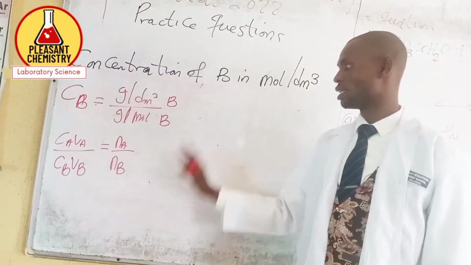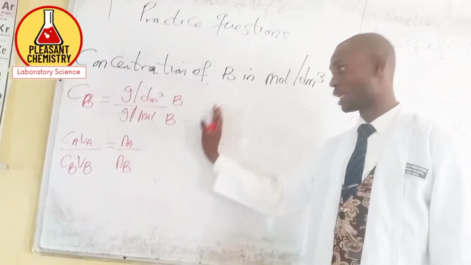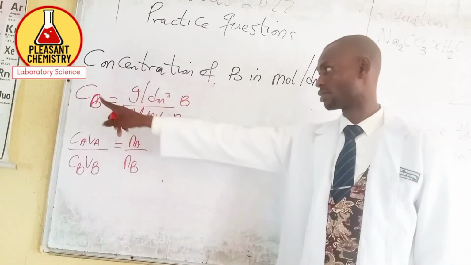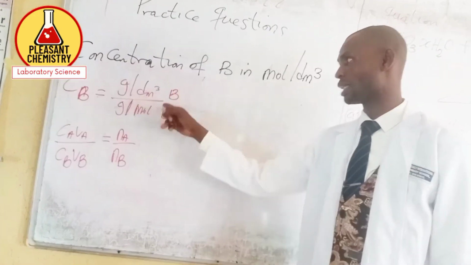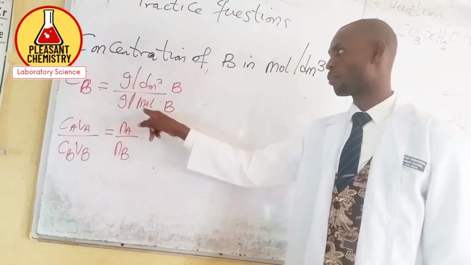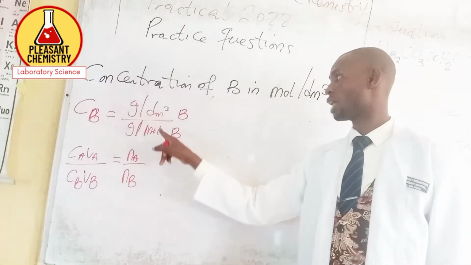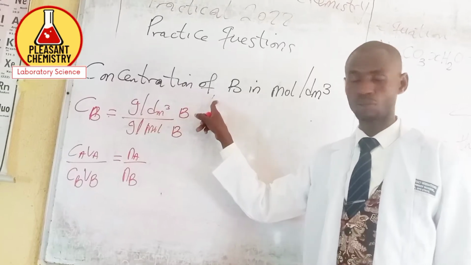Now let's see. We have two options. We have two formulas that we can use. Either we use the first one, which is CB is equal to gram per dm cube of B over gram per mole of B. Remember that gram per mole is the molar mass, and gram per dm cube is the mass concentration.